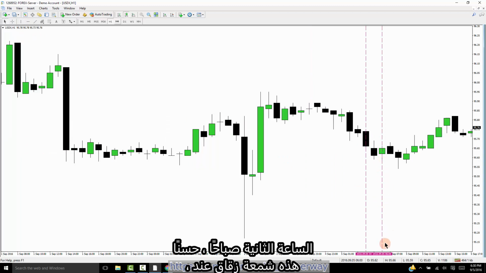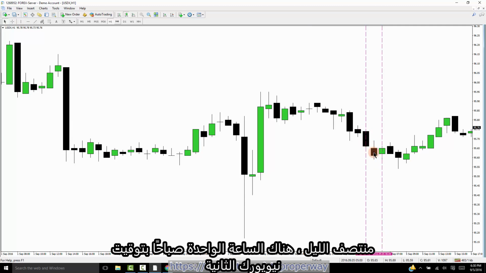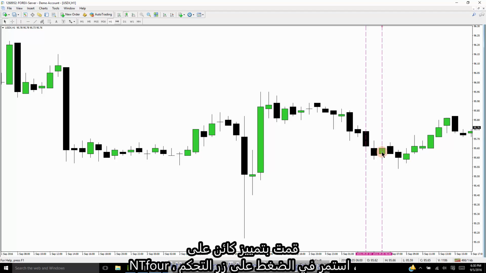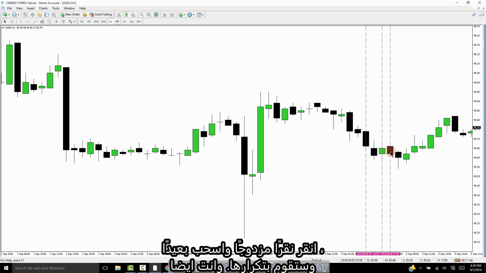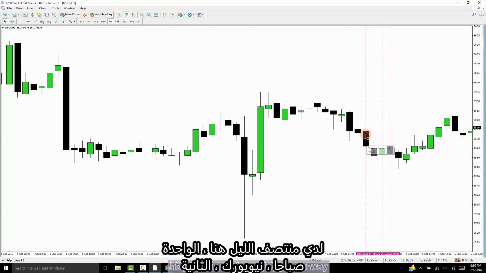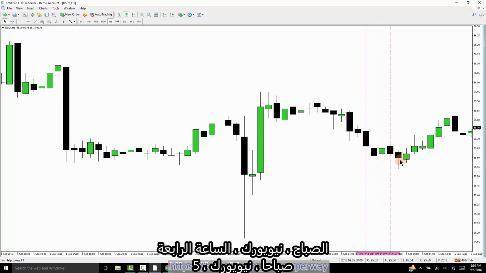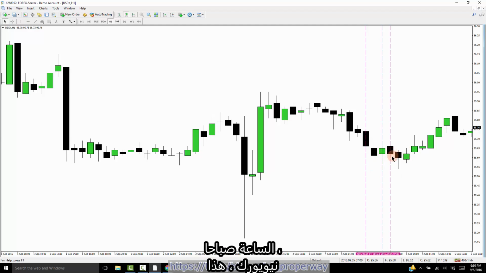2 o'clock in the morning. So if this is an hourly candle at midnight, there's 1 o'clock in the morning in New York, 2 o'clock in the morning in New York. And if you highlight an object on MT4, hold down Control, double tap and drag away, you'll duplicate it. So you have midnight here, 1 o'clock in the morning New York, 2 o'clock in the morning New York, 3 o'clock in the morning New York, 4 o'clock in the morning New York, 5 o'clock in the morning New York.